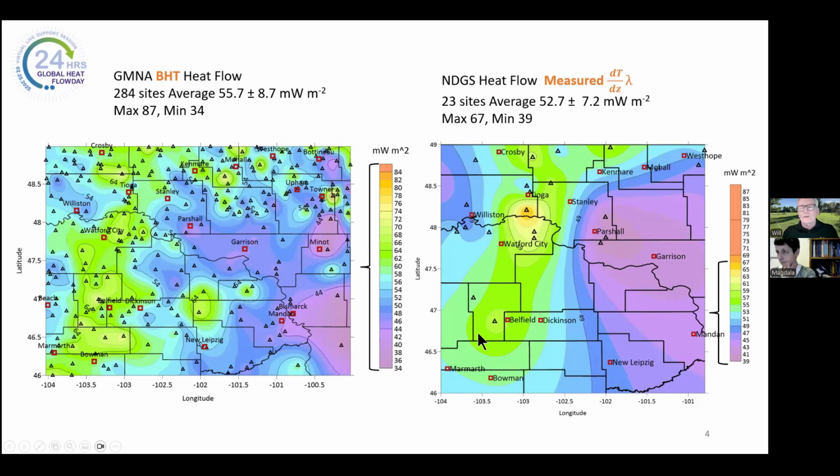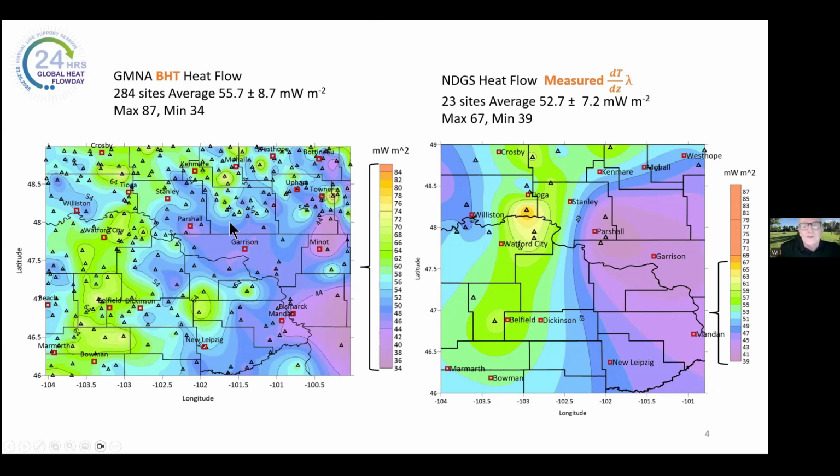One challenging thing about it is that it is based on only 23 conventional heat flow measurements. And this is where we make the measurement of the temperature gradient by logging a deep well. We get information on the thermal conductivity, either from the borehole, from core samples, things like that. And then we just apply Fourier's law of heat conduction and we get heat flow. But again, only 23 sites in the western part of North Dakota in the Williston Basin.